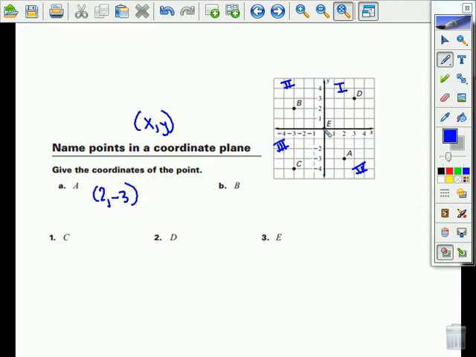Point B, we start at the origin, go left 3 and up 2. So it's negative 3, 2. Point C, we go left 3 and down 4. So negative 3, negative 4. D, we go right 3 and up 3. So it's 3, 3. And point E is right on the origin, and that is 0, 0.